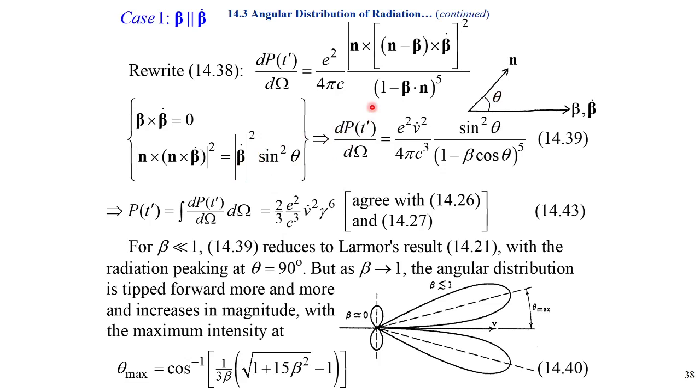Therefore, the pt prime d omega equals to e squared, that is v dot square sine square theta. And here we just have beta cosine theta to the 5th. Okay, so we can integrate the solid angle. So give us 2 pi. After integration, we got this one. You can check by yourself. That will agree with 14.26 and 14.26.